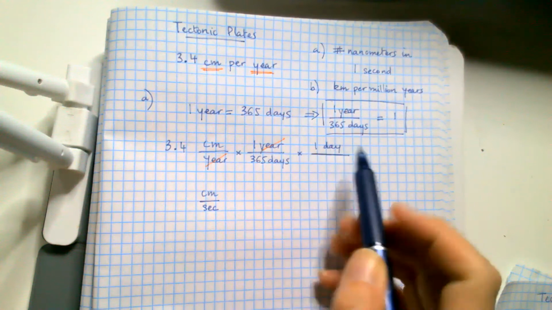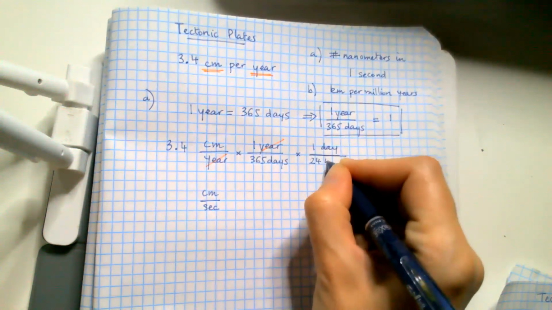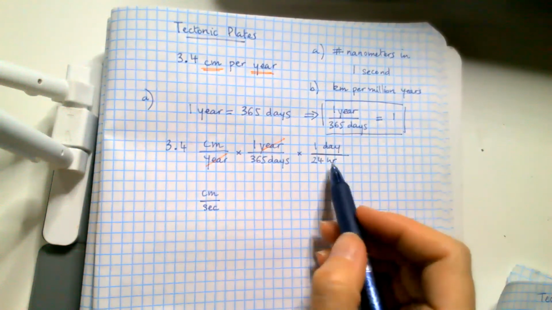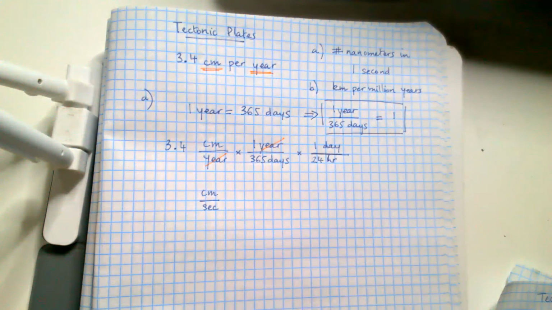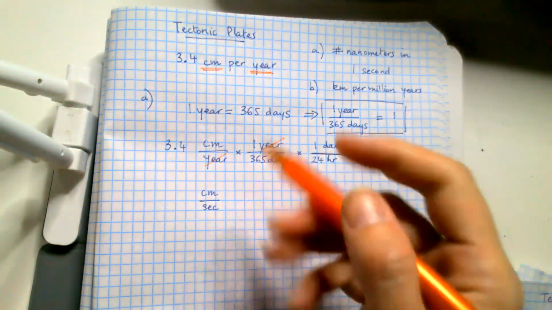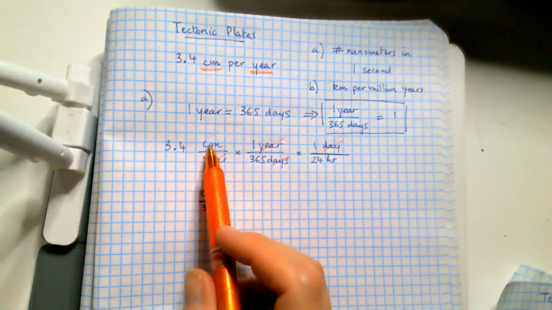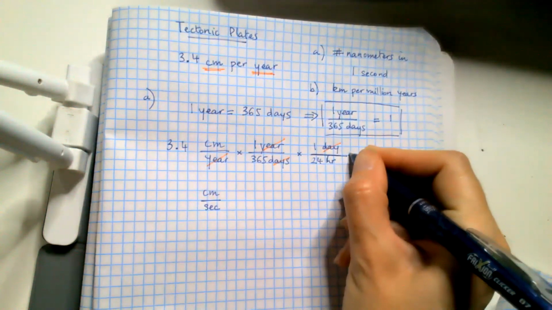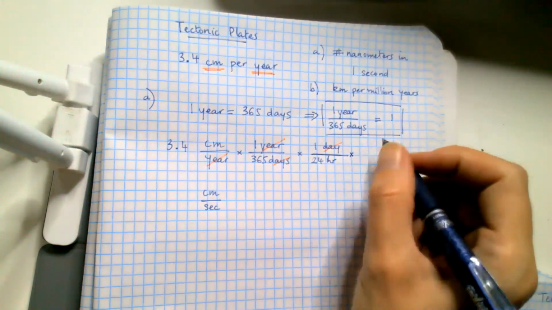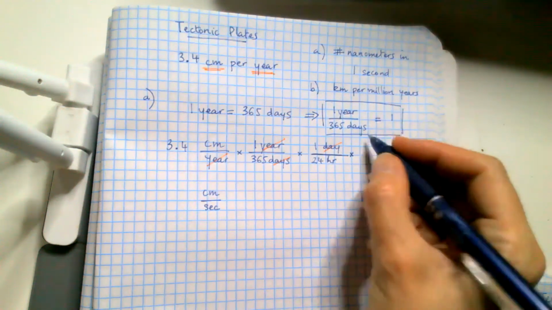But we have in one day, 24 hours. Okay, so this is for HR. I'm going to put that for hours. So this is good because you can see that now I can eliminate days, and I'm going to have something in centimeters per hour. I'm going to go through the next step quickly, but I encourage you again to pause if you want to fill it out for yourself first.